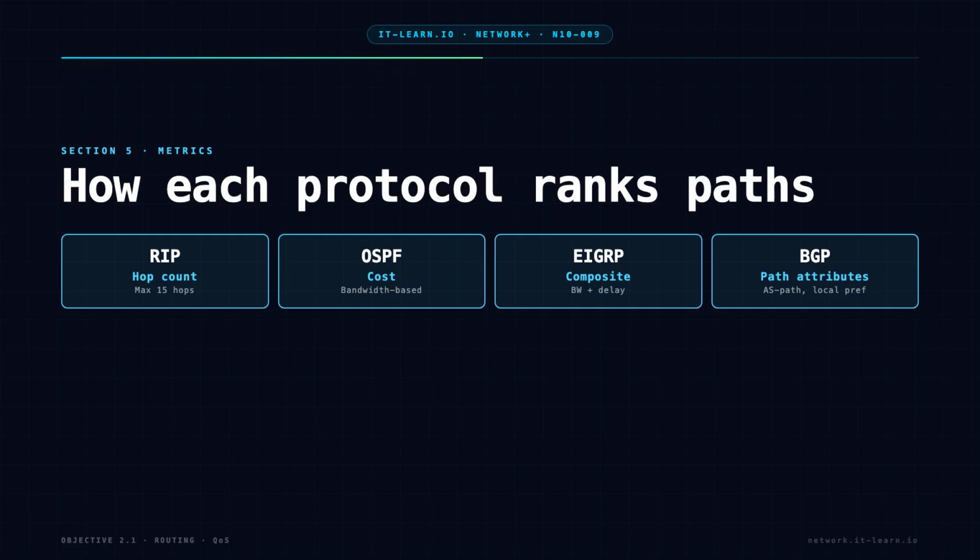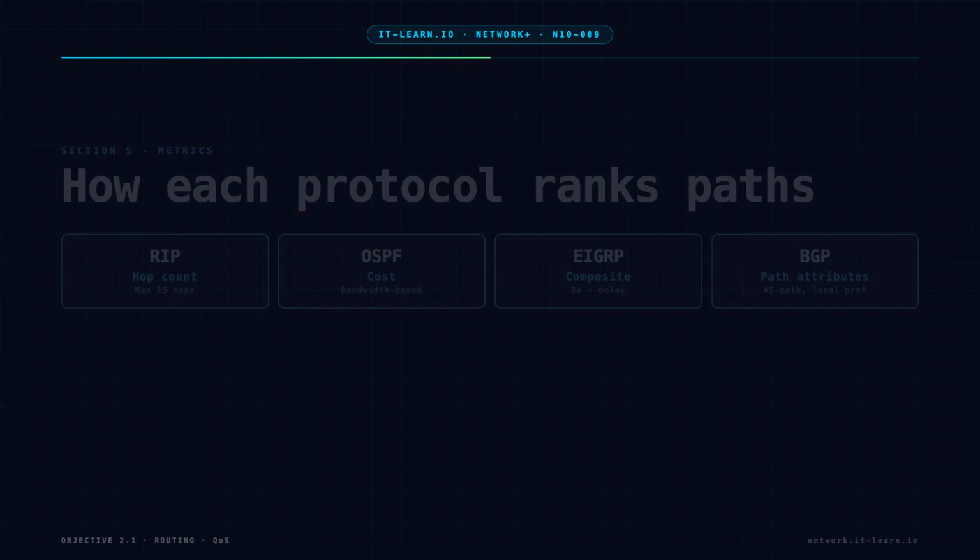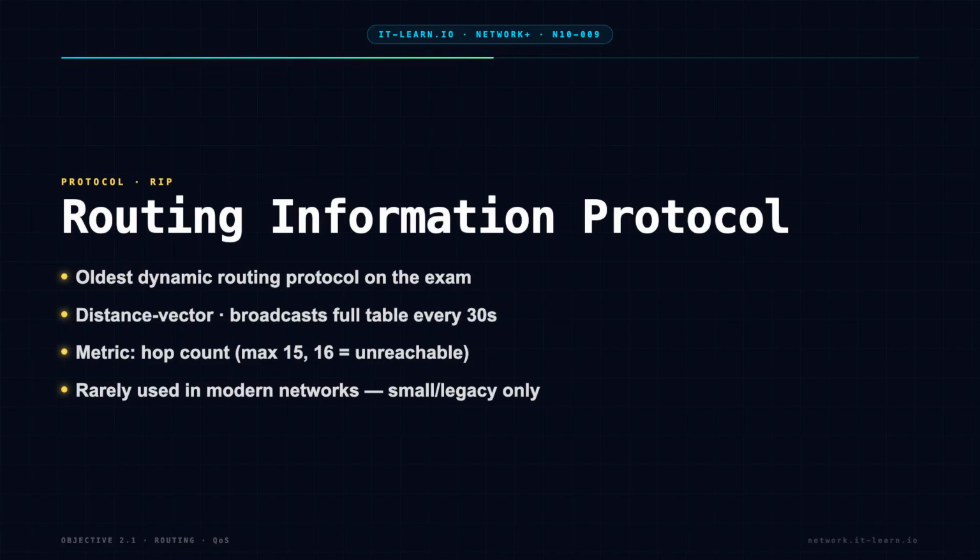EIGRP uses an algorithm called DUAL, the diffusing update algorithm, to calculate loop-free paths. It converges very quickly and uses a more sophisticated metric than RIP. EIGRP is common in Cisco-centric networks.